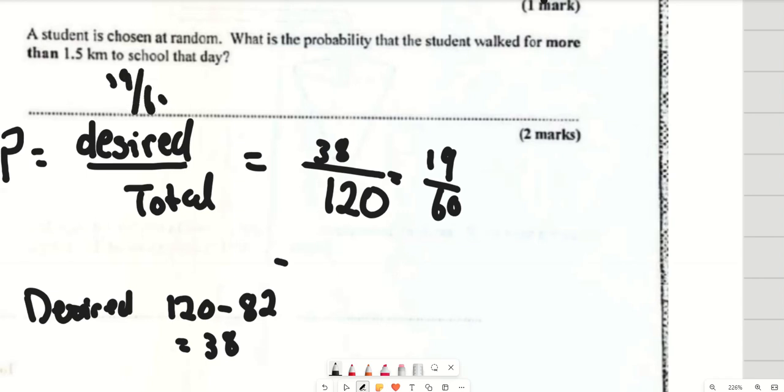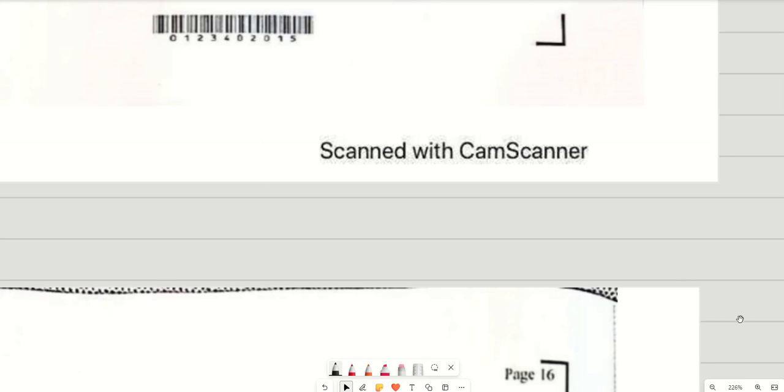Again, your desired would be those who walked more than 1.5. We know that 82 walked up to 1.5, so anything above 82 would be walking more than 1.5. So it's 120 minus 82, which would give you 38. 38 persons walked more than 1.5, right? And you just put it over the total, which is 120. And when you reduce this, you get 19 over 60. Right? Let's do the last question.